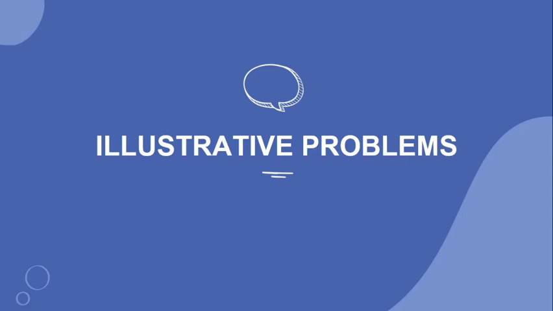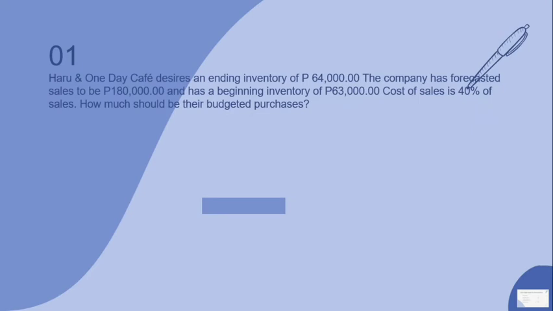So, we will now put these performance schedules into examples. We will now have our illustrative problems. Number one: Haru and One Day Cafe desires an ending inventory of 64,000. The company has forecasted sales to be 180,000 and has a beginning inventory of 63,000. Cost of sales is 40% of sales. How much should be their budgeted purchases?